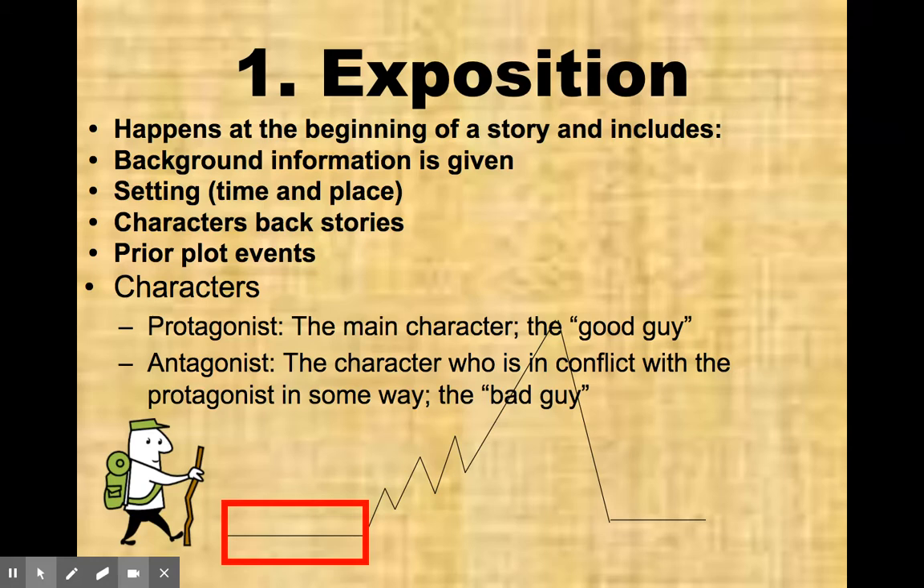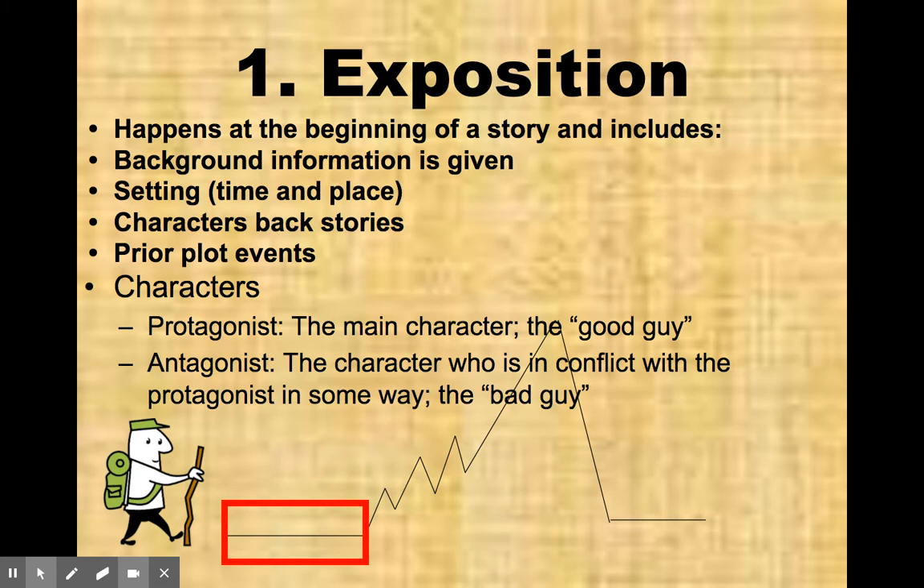Now, the characters are introduced in the exposition, and they're really important, of course, to know all about their backstories and background information. And in most stories, there's definitely a protagonist and an antagonist, and they're two different kinds of characters. There are definitely more than two different types, but today we're going to learn about the protagonist and antagonist. The protagonist is the main character of the story. Usually, almost always, it's the good guy.